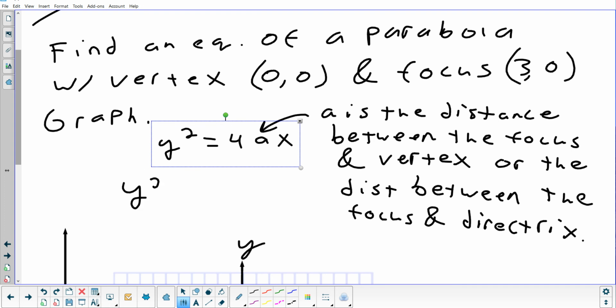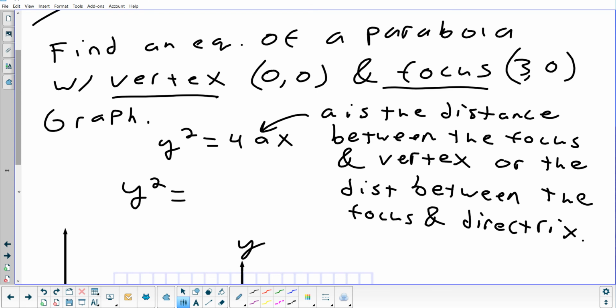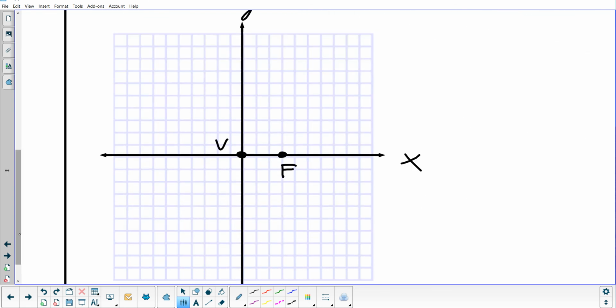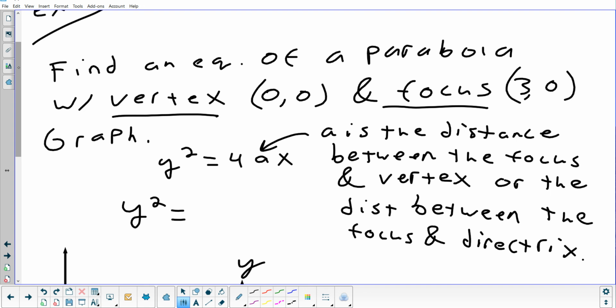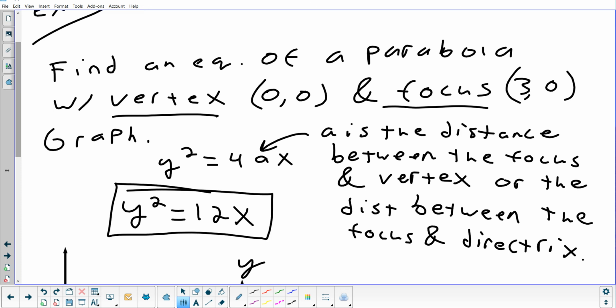All right, now, what is A in this case? Yeah? 3. The distance between the vertex and the focus. Well, I just graphed them. Just look at it. What's the distance? 1, 2, 3. So fill in 3 for A, and we will have found our equation. So y squared equals 12x.